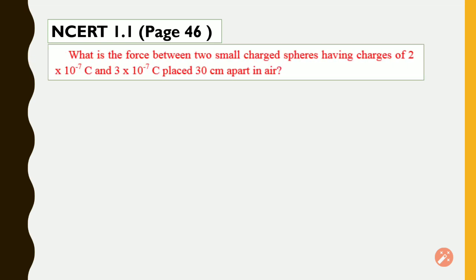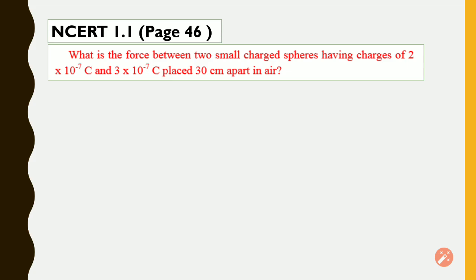This is the last part of this video. Here one problem is there from NCERT 1.1 on page number 46. The question is, what is the force between two small charged spheres having charges of 2 into 10 to the power minus 7 coulomb and 3 into 10 to the power minus 7 coulomb placed 30 centimeter apart in air?